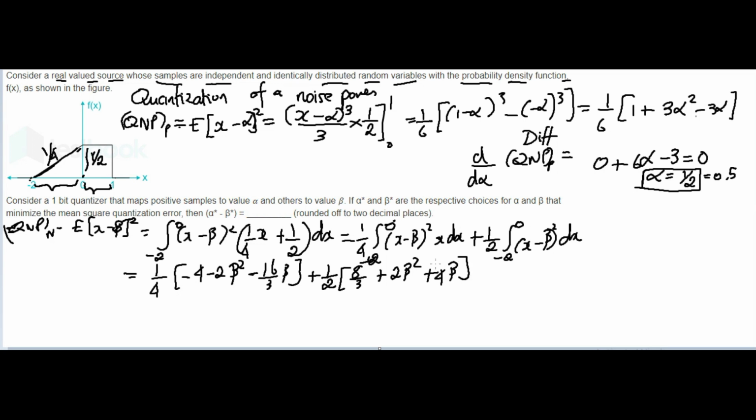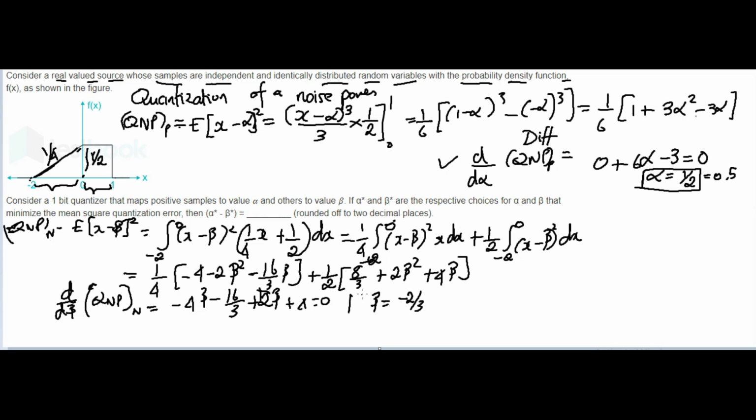Like the previous one, here also I'm going to differentiate. So I write d by d beta of QNP. If I differentiate, I get 4 beta minus 16 divided by 3, plus 2 beta, and then plus 4, equal to 0. If I simplify, I'll get beta as minus 2 by 3. So you know alpha is 1 by 2, and here beta is minus 2 by 3, which is minus 0.667.